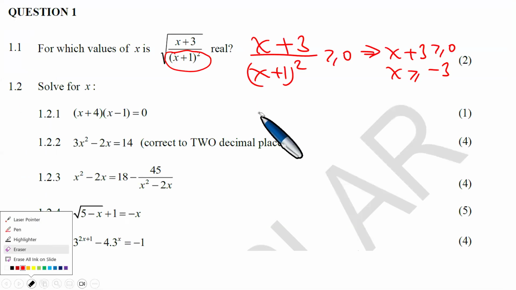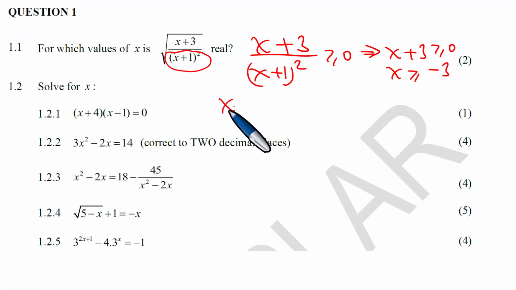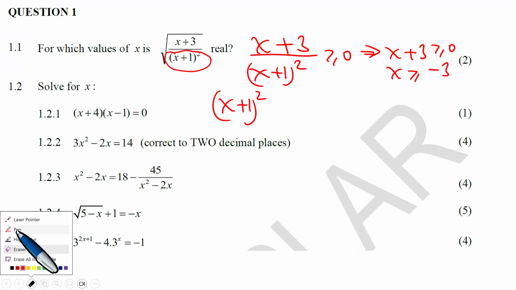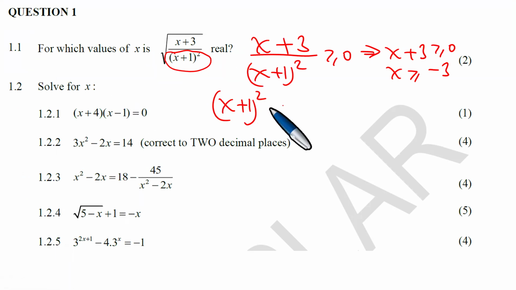All right, or alternatively, you can say that the denominator, x plus 1 all squared, cannot be 0. These are very important things for this to be real. The denominator cannot be 0 because we cannot divide by 0. So the denominator cannot be 0. And if the denominator cannot be 0, what does it mean? You can take the square root.